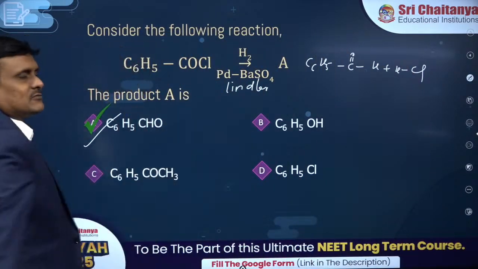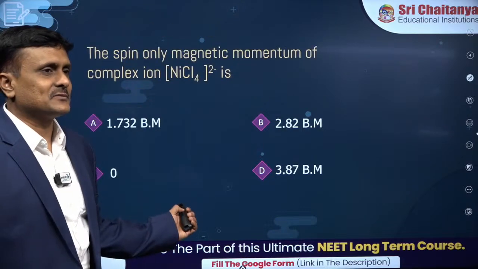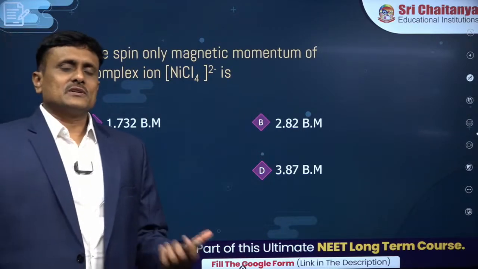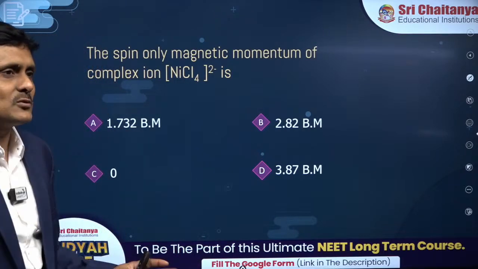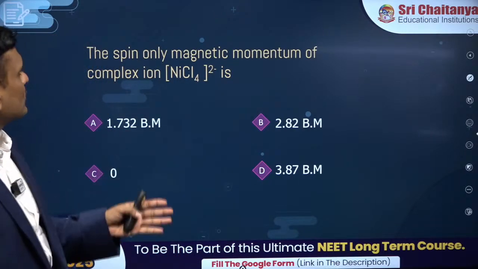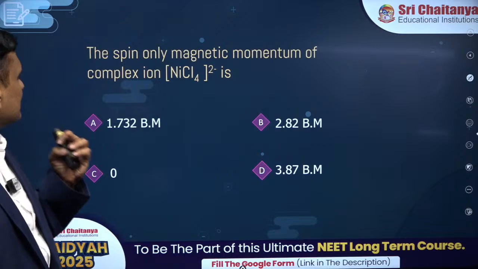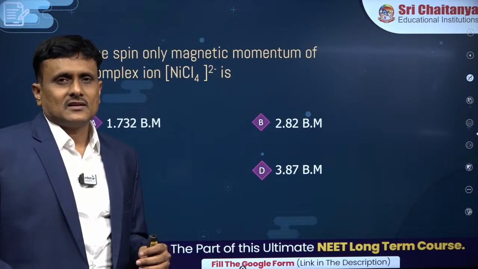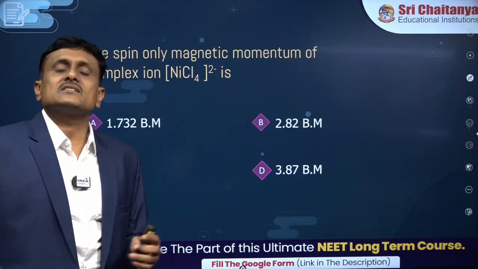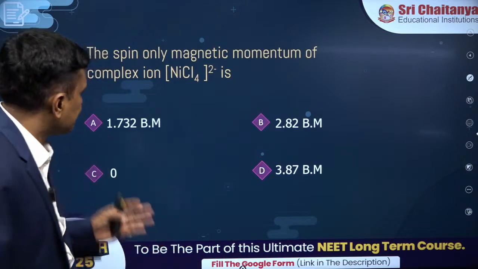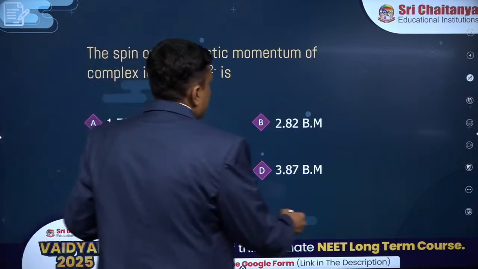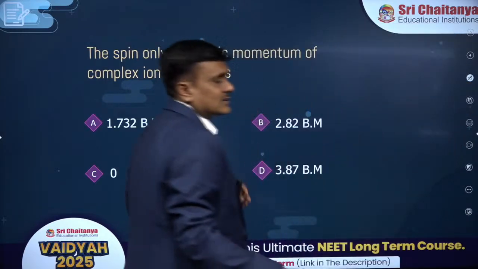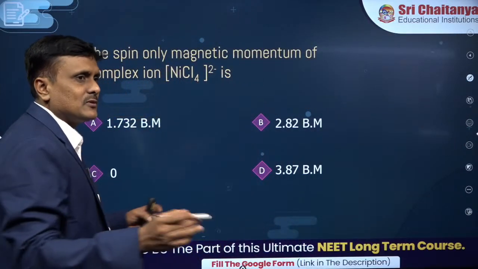See how fortunate we would be if we are asked these questions. Spin only magnetic, looks like today's questions are just a roller coaster, isn't it? Now, spin only magnetic moment of the complex species which is given to us. In such cases, what you would see first is the central metal ion, which is nothing but Ni plus 2. You will write the electronic configuration of Ni plus 2. You got the answer also.